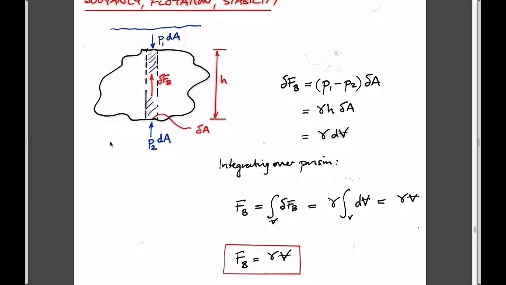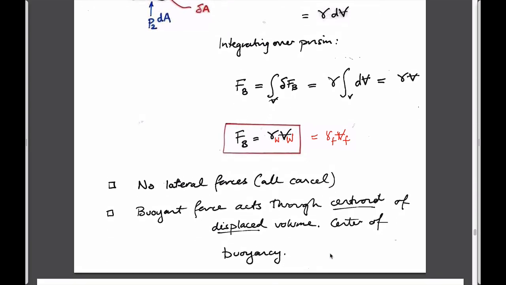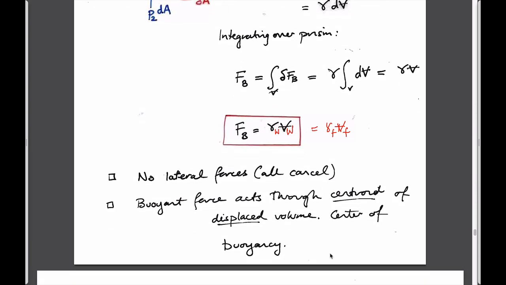You know that the buoyant force is equal to the unit weight times the volume of water displaced. So this is the volume of water displaced, and this is the unit weight of the fluid, whatever that is. I guess maybe I should write it not as water, but the unit weight of the fluid and the volume of the fluid. And so we know that.